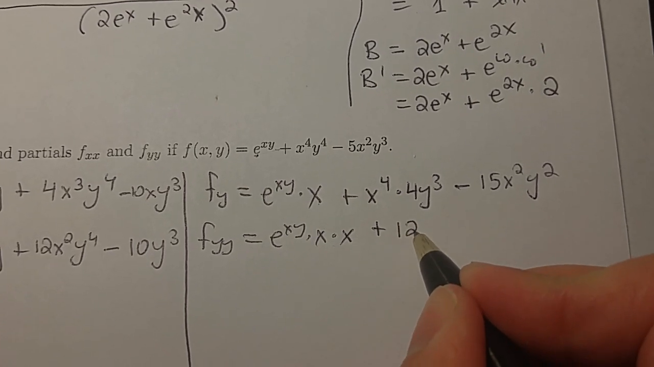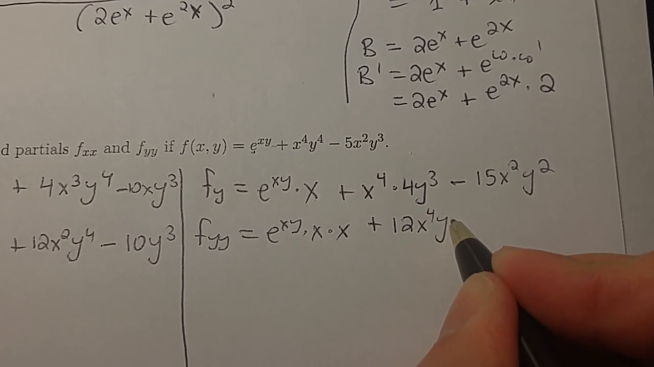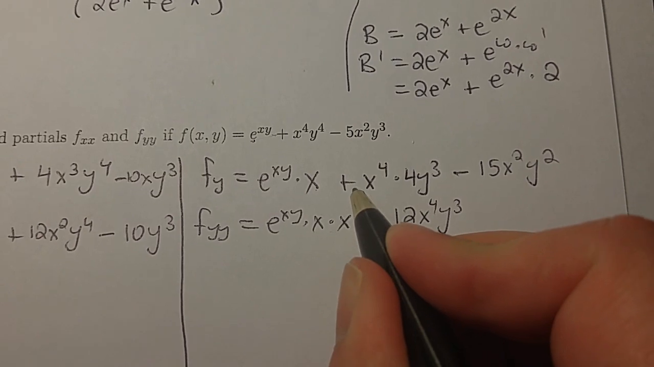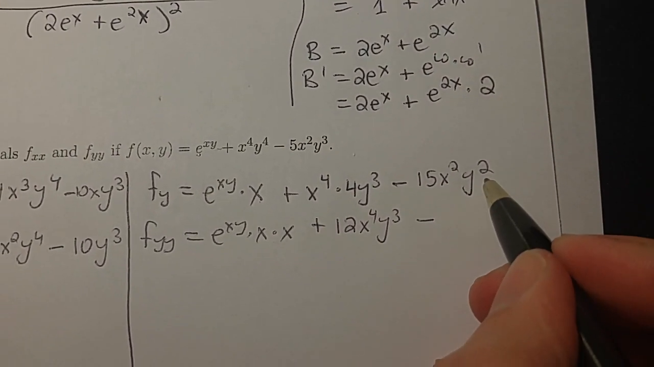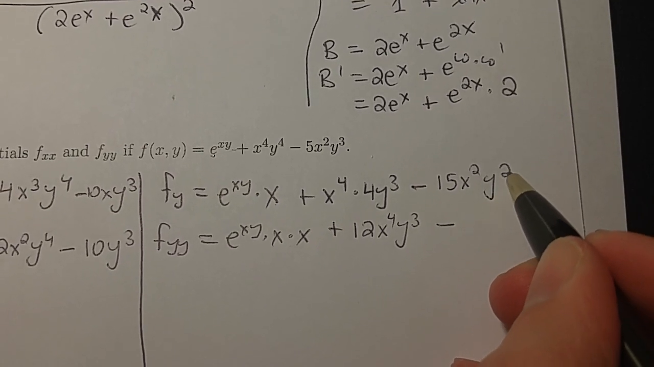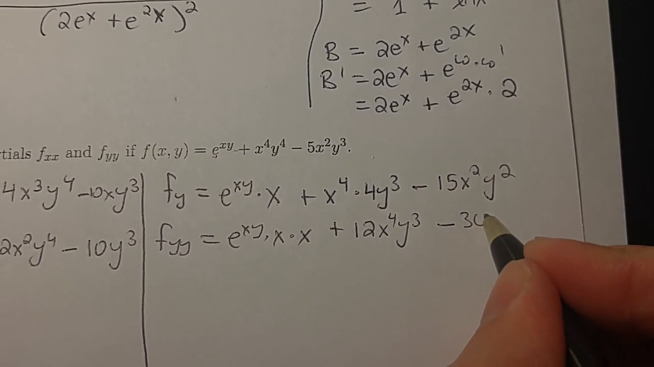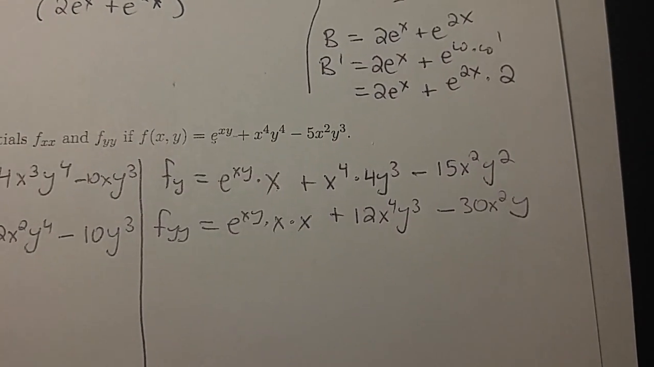Let's still put that 12 in front. X to the 4, y to the 3. I could have done that. Could have put this 4 in front here, but just for the sake of being fast, I didn't. Last one, we're taking the derivative of constant times y to the 2. The 2 will come down, we'll get 30 x squared y. And that would be the double y derivative.